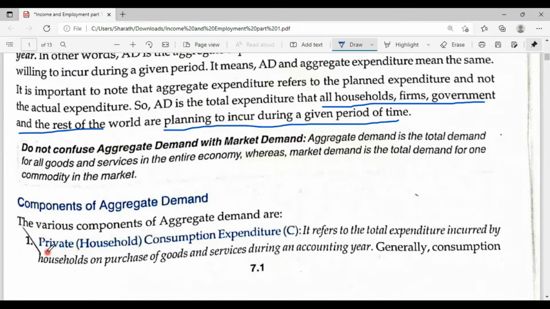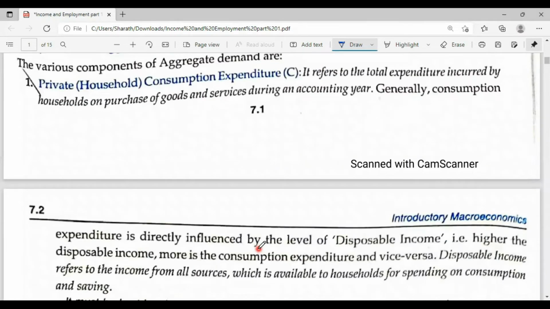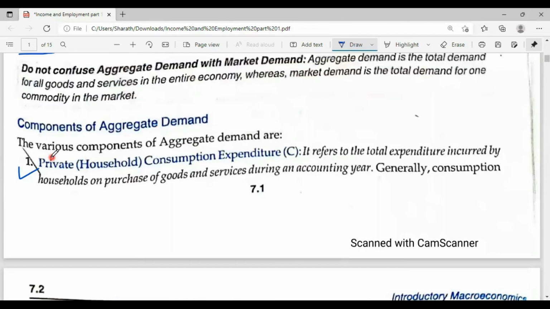The very first component is private consumption expenditure, also called household consumption expenditure. This is the expenditure incurred by households on the purchase of goods and services during an accounting year. This consumption expenditure is also ex ante, incurred by households for their day-to-day purposes. Normally this consumption expenditure is highly influenced by their disposable income. What is disposable income? It is the income received by the households from all sources. Households are going to spend it either on consumption or on savings. So disposable income will influence the level of consumption expenditure of households. This is number one, private consumption expenditure.